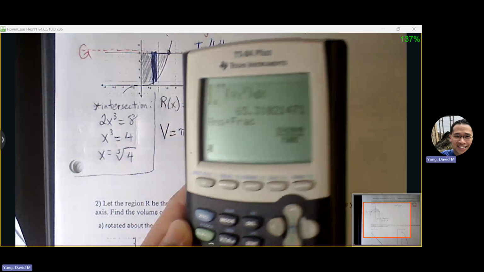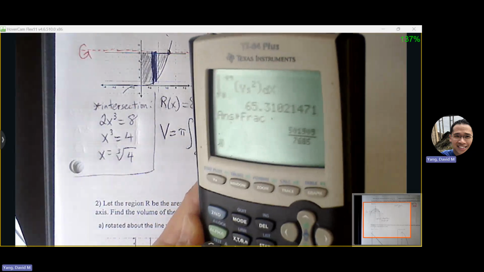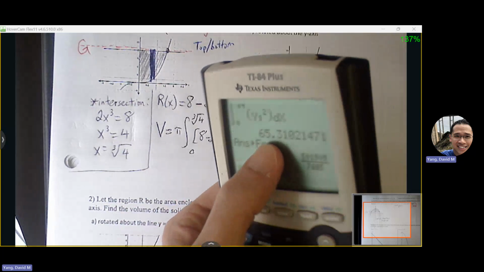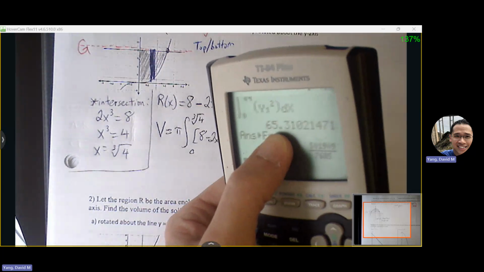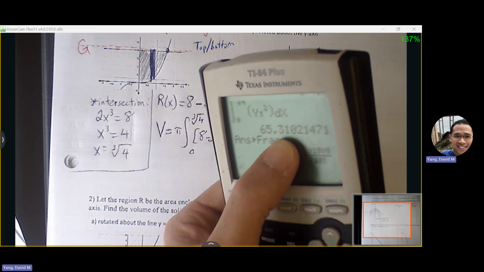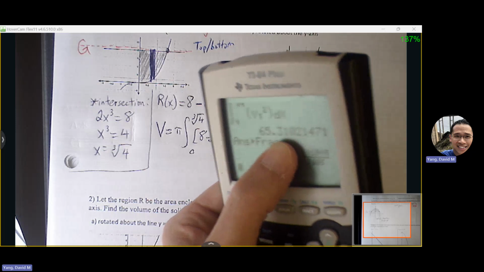So this one ends up giving me a really messy fraction. If that's the case, just do a decimal version of the answer. So if you do a decimal version, then round it to 3 decimal places and then attach pi at the end.